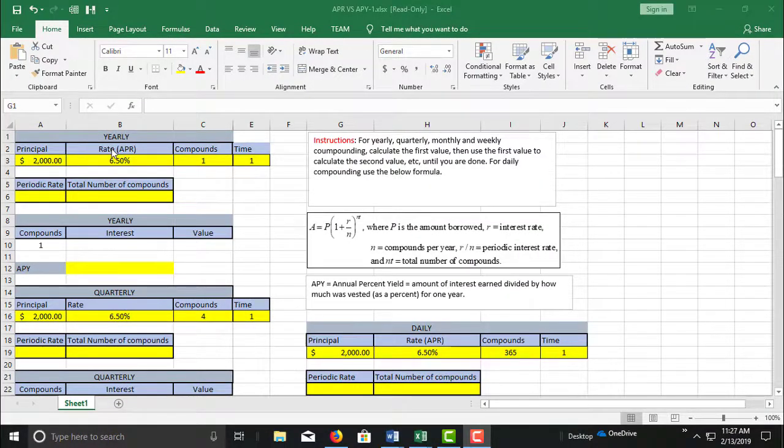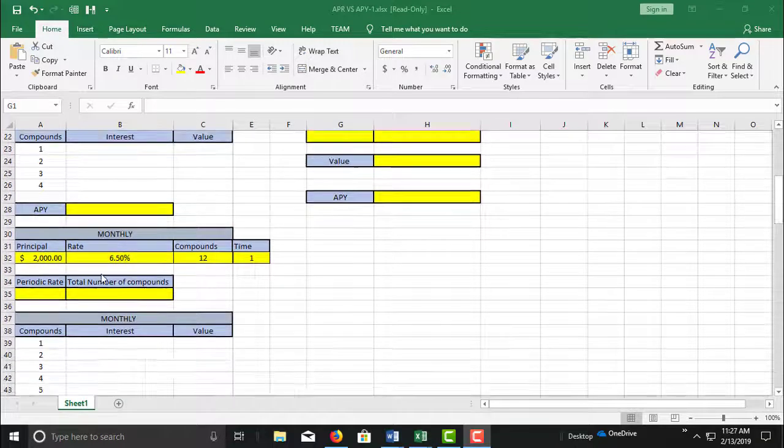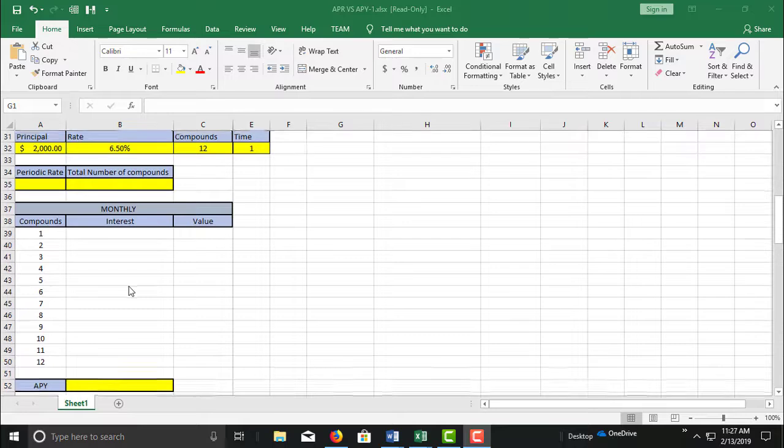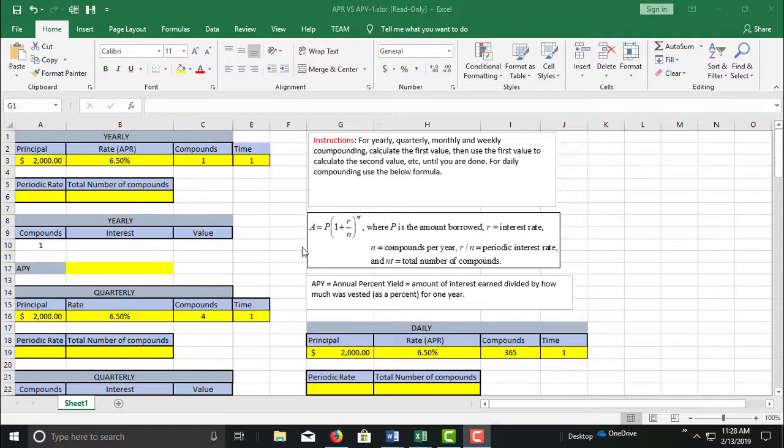So here's your Excel file. You have yearly, and you're going to determine how much you have after 1 year if you compound once a year, and you're going to find the APY. I'm going to do quarterly in the next section so you can see how this works. Again, we're trying to find the APY, and then you'll do monthly and weekly. For daily, we're going to use the equation, which will just give us the answer without having to go through 365 steps.